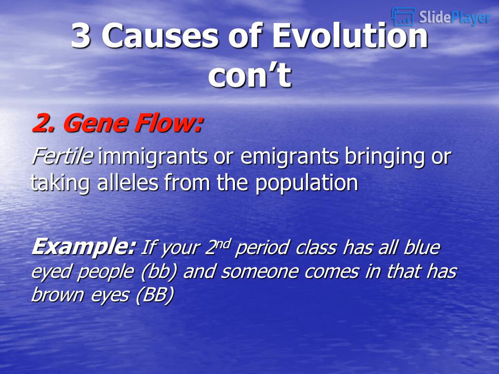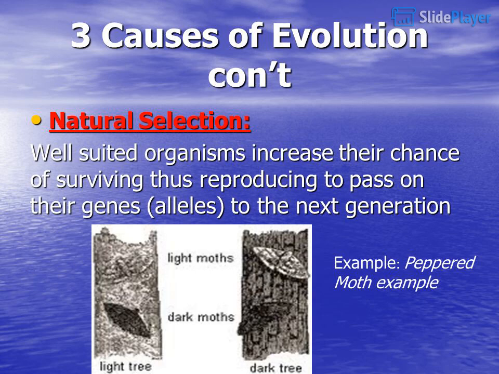2. Gene flow: fertile immigrants or emigrants bringing or taking alleles from the population. Example, if your second period class has all blue-eyed people, BB, and someone comes in that has brown eyes, bb. 3 causes of evolution, count. Natural selection.